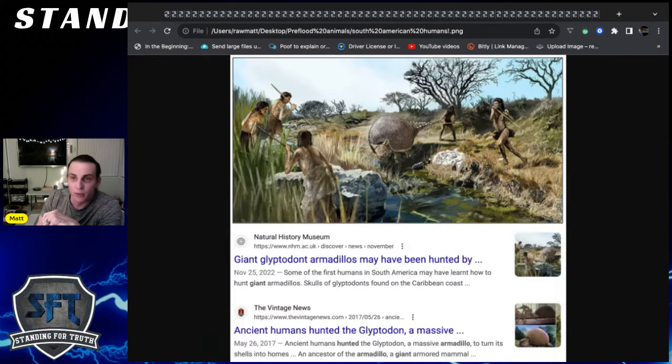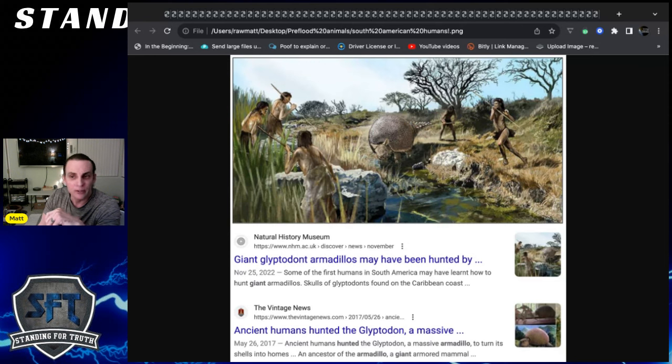And when we look at the giant glyptodon armadillos, we know that they were hunted by man because they found cave drawings of them. They found that they would hit them on the head and crush their skull, flip them over, and then make sure they were completely dead, and then they would cook them up and eat them. And so here's an interesting thing as well, this took place in South America.